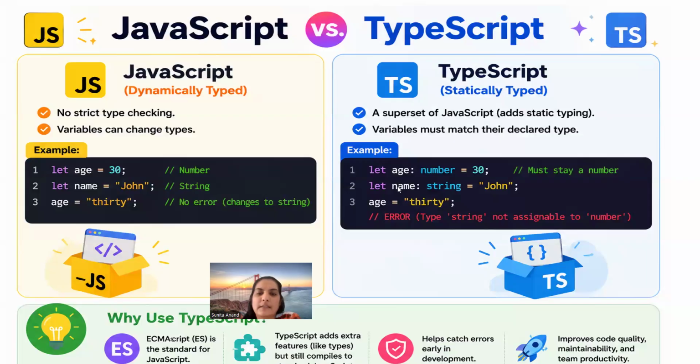Now I'm just representing a string data type, and it is going to be strictly a string data type. So let name colon string is equal to John. John is a string value which is stored in the variable name.